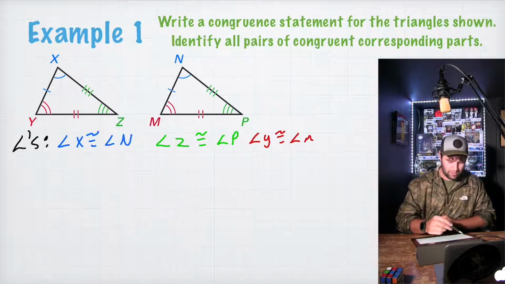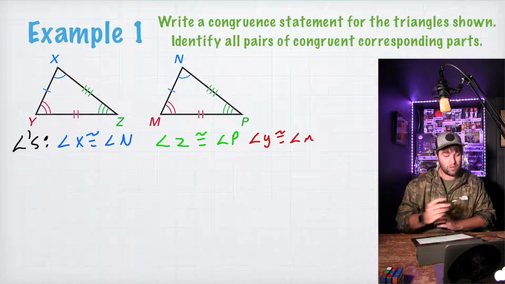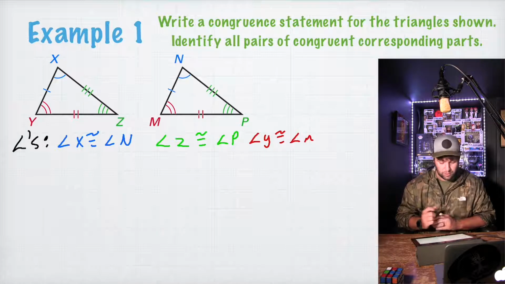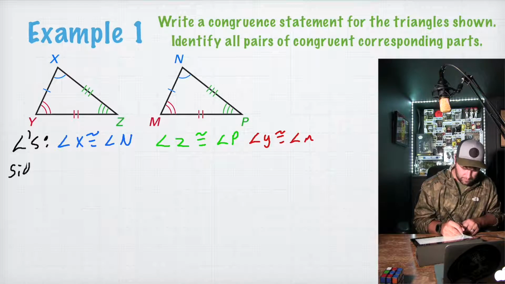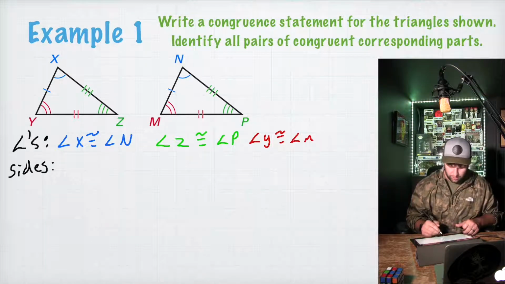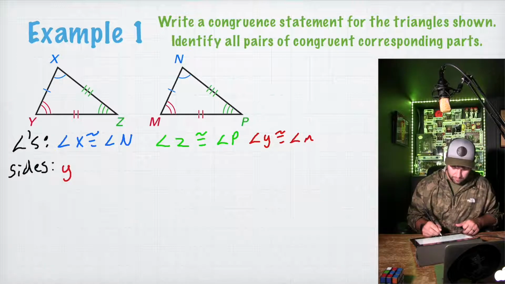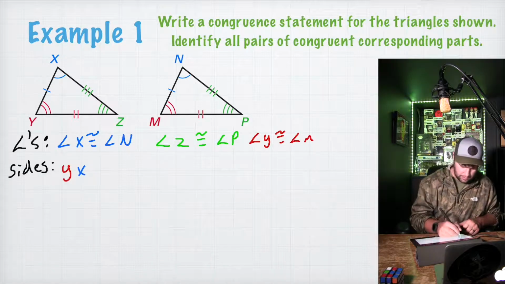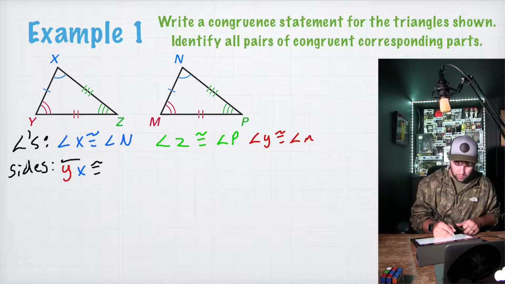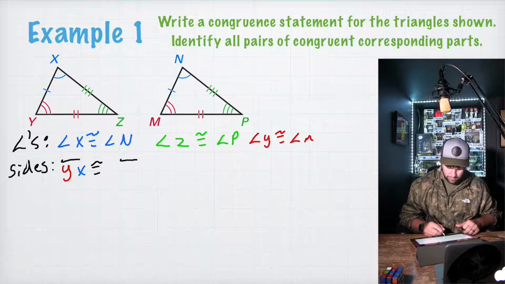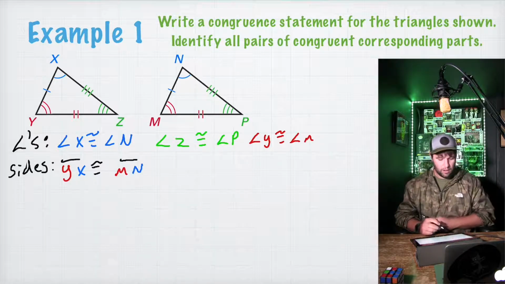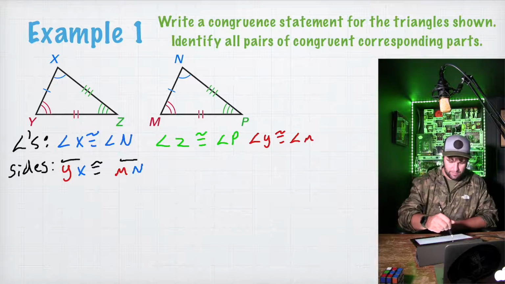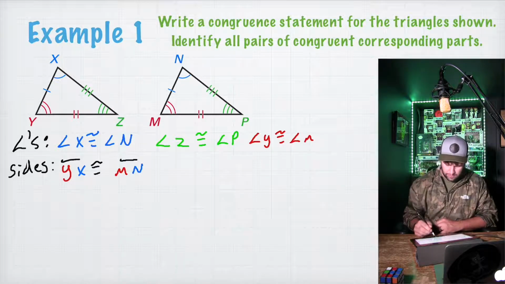Now let's go ahead and look at the corresponding sides. So YX has one hash mark. MN has one hash mark. Those are congruent corresponding sides. So we'll write sides. YX is congruent to MN. Okay. XZ is congruent to NP.